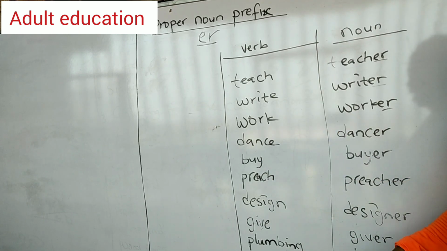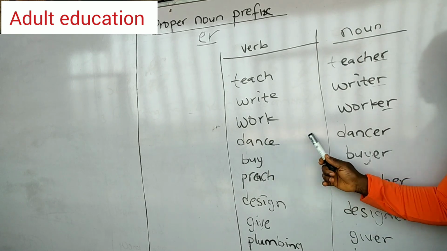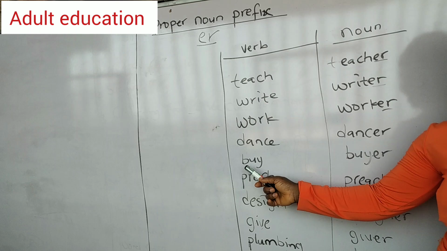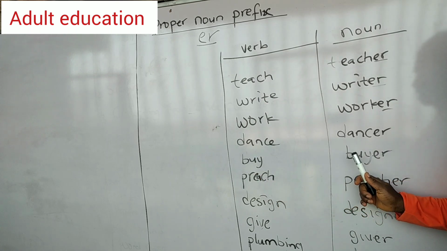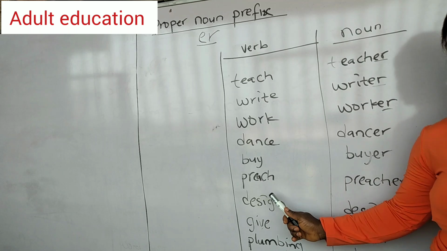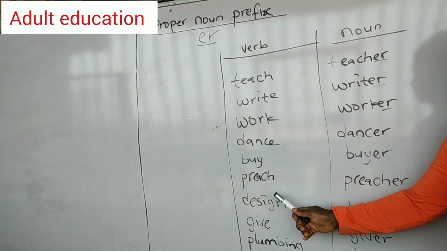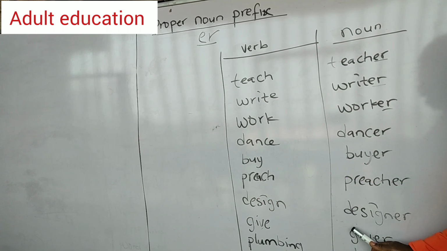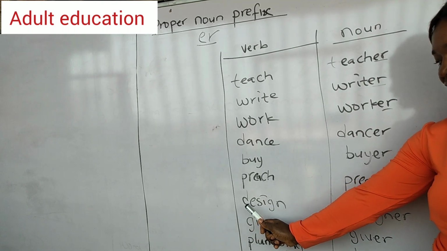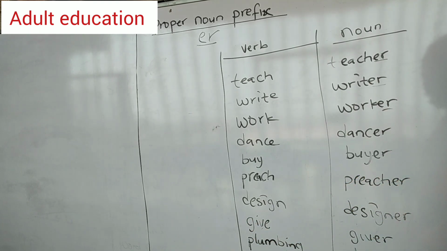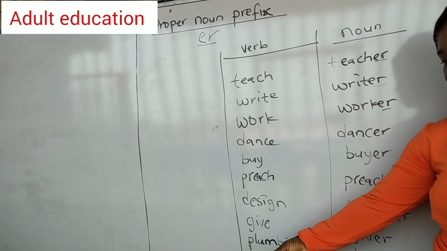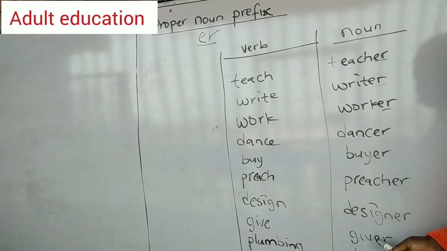Okay, and we have dance. Dance to a dancer, and a dancer does what? A buyer does buy, and buy is to a buyer. We have preacher. A preacher does preaching, preach, and preach is to a preacher. We have design. A designer does design, and design is to a designer. We have a giver. A giver does a giving job. He gives. And we have give is to giver.